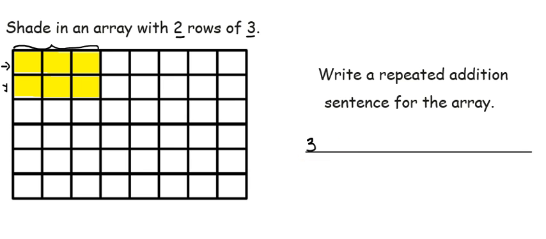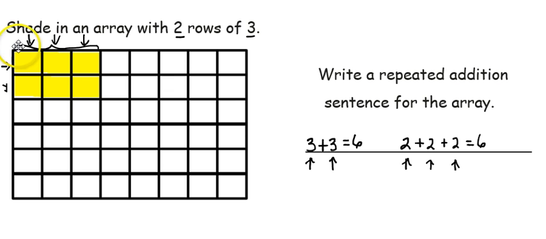I could write 3 plus 3 equals 6, and the 3's refer to the number of squares in each row. Or I could write 2 plus 2 plus 2 equals 6, and the 2's would refer to the number of squares in each column. Either way is fine.